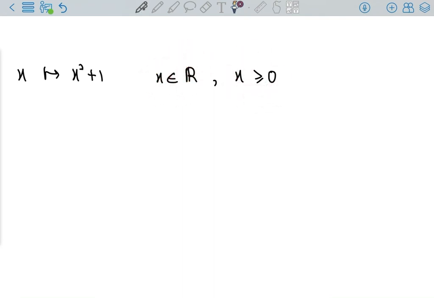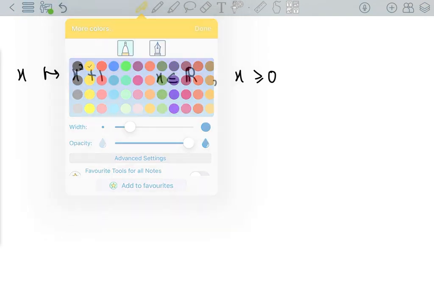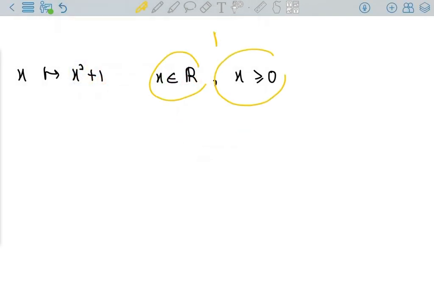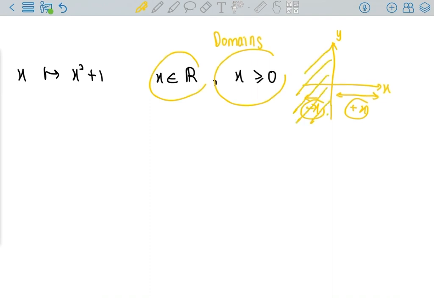What about this? This is also a domain. Both of them are domains, because they are a set of x values that apply restriction to our graph. So x must be bigger or equal to 0. That means if we sketch it out, this is our y-axis and this is our x-axis. We are only allowed to show this part of the graph, because this part is positive x and this part is negative x. We are not allowed to show this part of the graph.